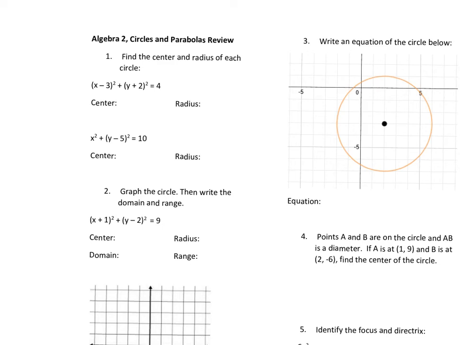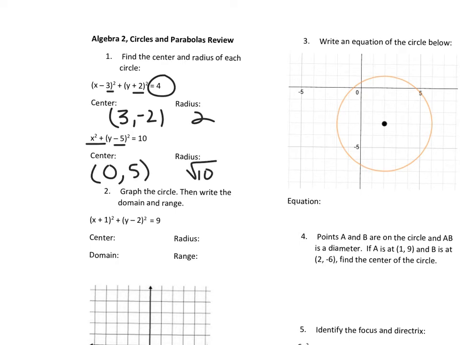For the center and the radius of the circle, the center is going to be at (3, -2), and the radius is going to be the square root of 4, which is 2. In the second one, you're not shifting left or right at all, so the center is going to be at (0, 5), and the radius is going to be the square root of 10.